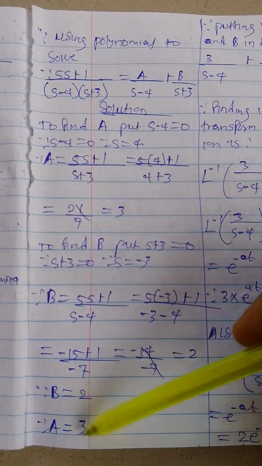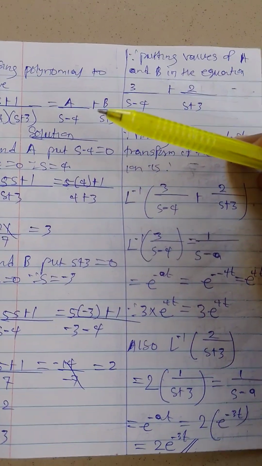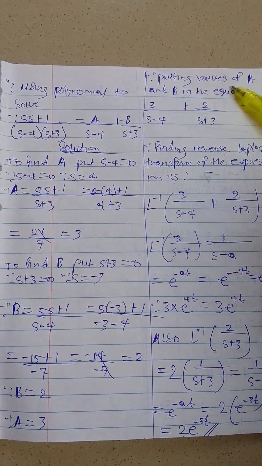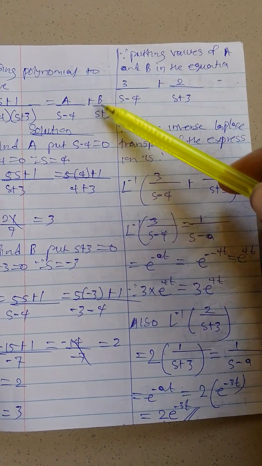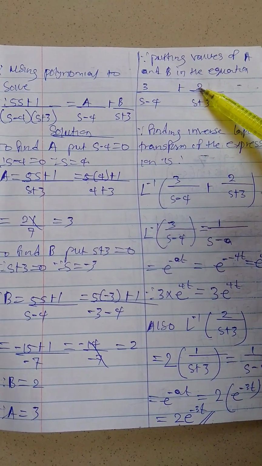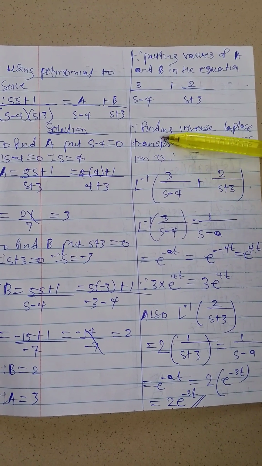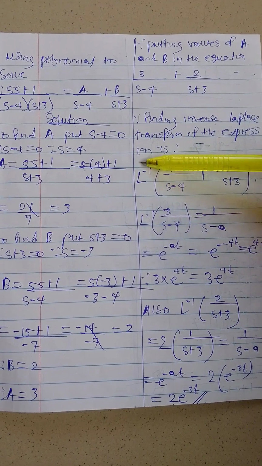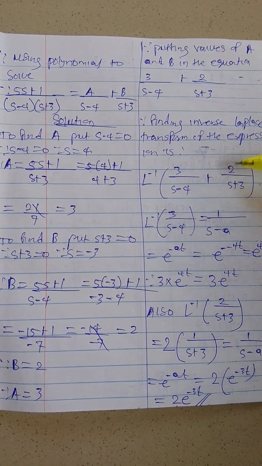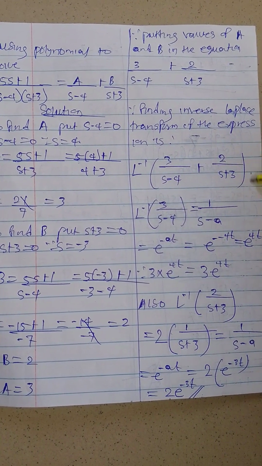Since B is 2 and A is 3, putting the values of A and B in this equation, where A is 3 plus B is 2, that becomes the following. After doing that, I have to find the inverse Laplace of this expression. The whole expression will become the Laplace inverse of 3 over x minus 4 plus the Laplace inverse of 2 over x plus 3. So I have to do it for each of these fractions.